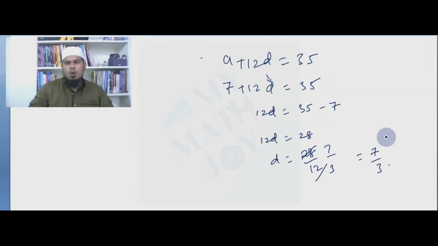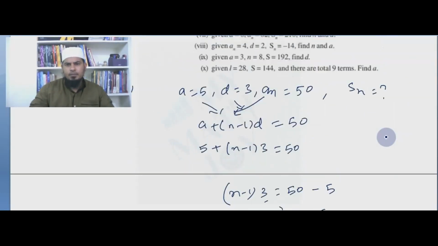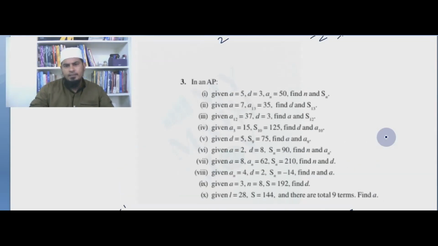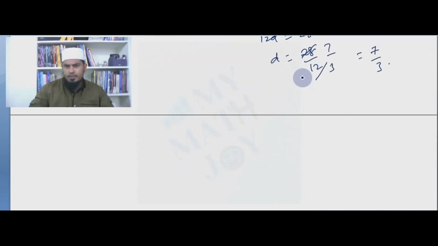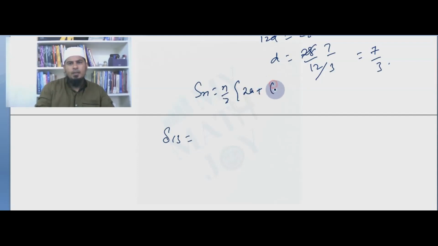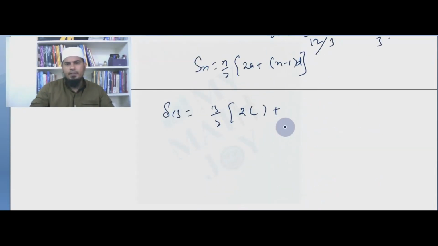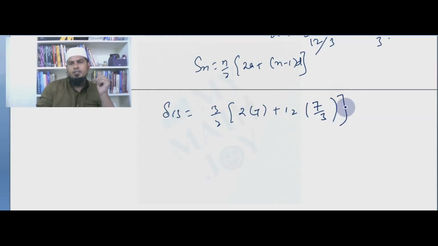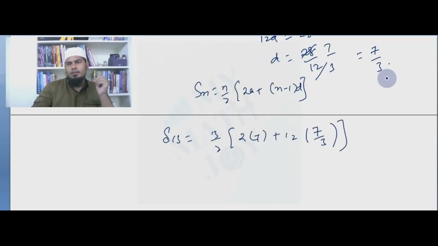Then what do you want us to find? Other than the D value, he wants us to find S13. So we need to find S13 now. S13 is given by the same Sn formula, n over 2 into 2a plus n minus 1 into d. So 13 over 2 into 2a, where a is 7, and n minus 1 is 13 minus 1, 12. D is 7 over 3, the value we have just found.